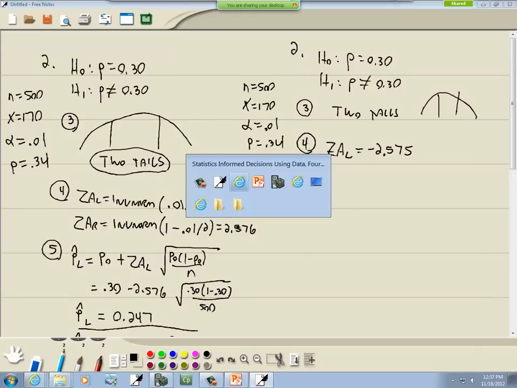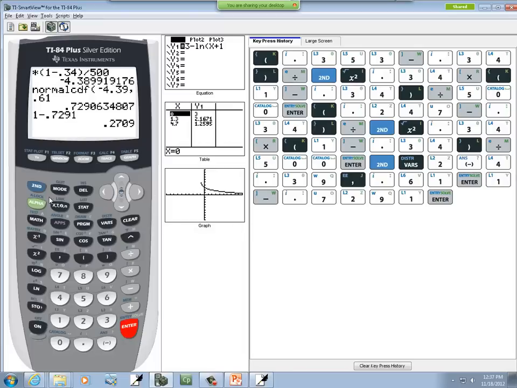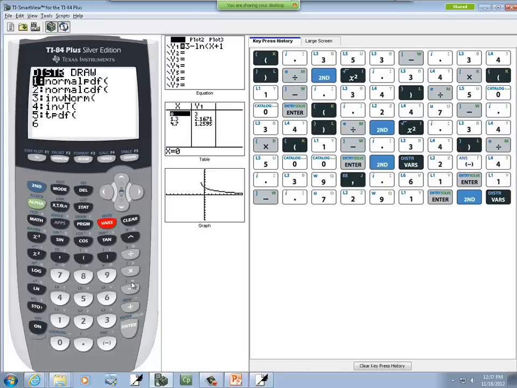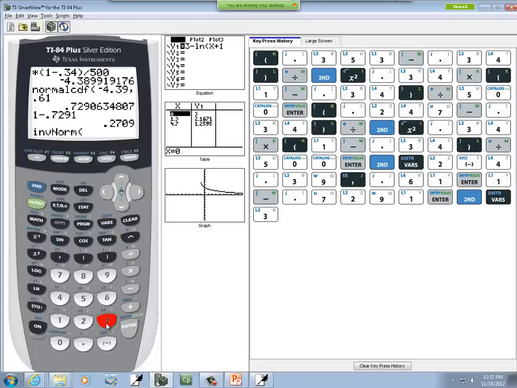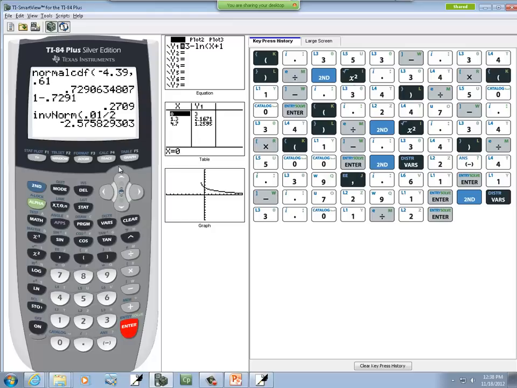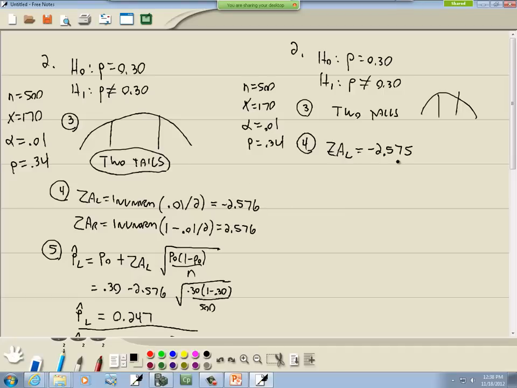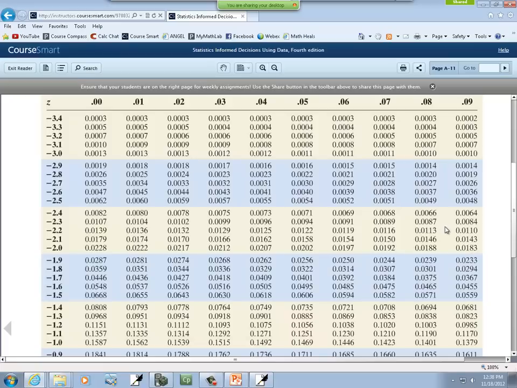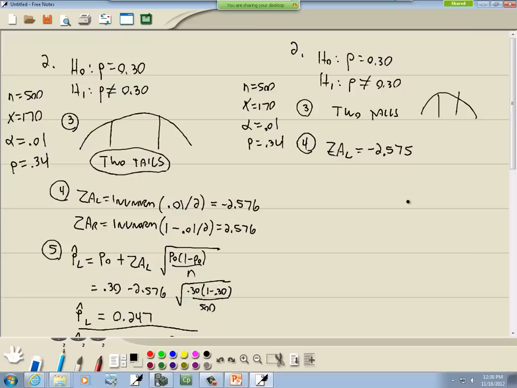I'm going to double check that, just because I'm curious now. I won't redo that calculator one, but if I did an INV norm, 0.01 divided by 2, yeah, sure enough, 576. So in the table, let me double check that. Halfway in between this one and this one, 0.075. Yeah, sure enough. Okay, well, right away it's different.